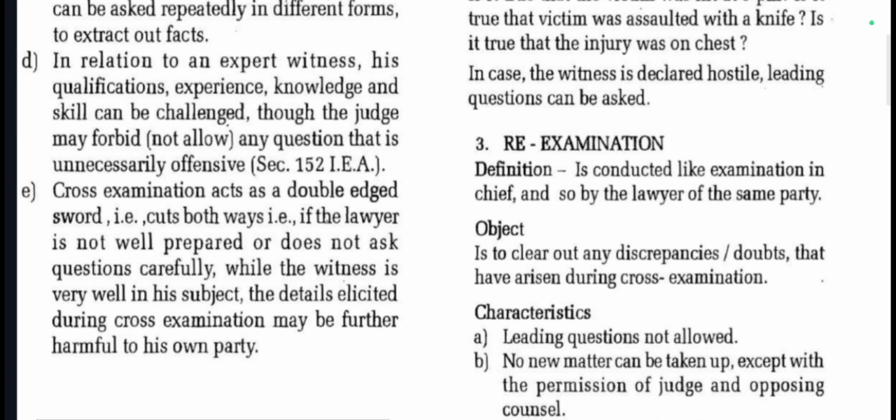I'll be explaining those points which he raised. Obviously, that is the same situation which happens in court. If my opposing lawyer asks any question to my witness, deviating from the subject and raising doubts so that the case favors his side, what I would be doing is re-examining that, which means it is conducted like examination in chief, by the lawyer of the same party. So what is the objective? It is to clear out any discrepancies and doubts that have arisen during cross-examination.